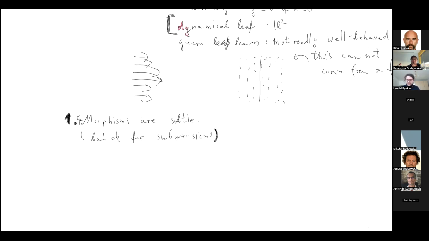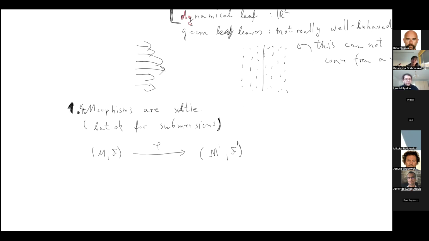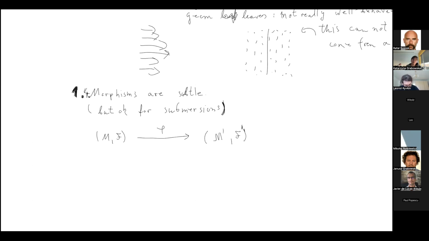Maybe to show where the subtlety is in general, I will say what happens for submersions. So imagine we have a singular foliation (M, F), and we have a singular foliation (M', F'). And I want to say that phi is a morphism of singular foliations between them. So what I would like to do is take the inverse image of F' and ask F to be in it.